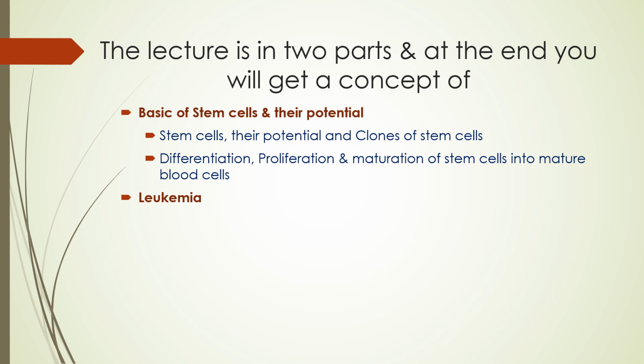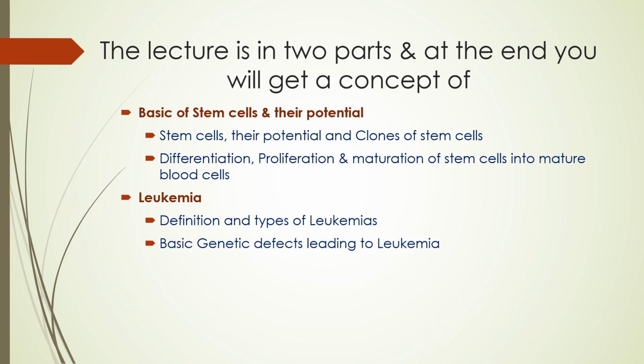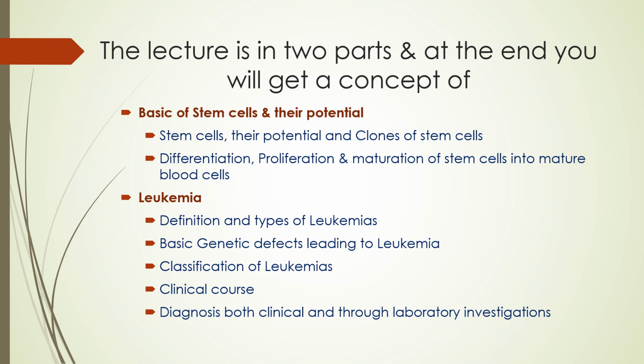For the second part, which is the main part, leukemia, we will be seeing the definition and types of leukemias, basic genetic defects leading to leukemia, classification of leukemias, both acute and chronic leukemias, clinical course of the disease, diagnosis of the disease both through clinical findings and through laboratory investigations.